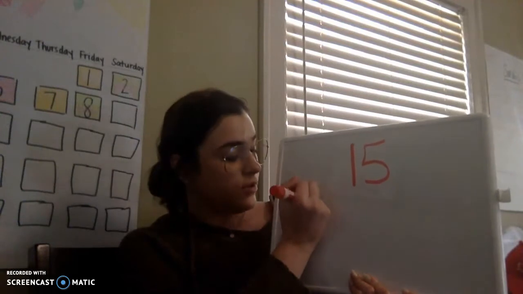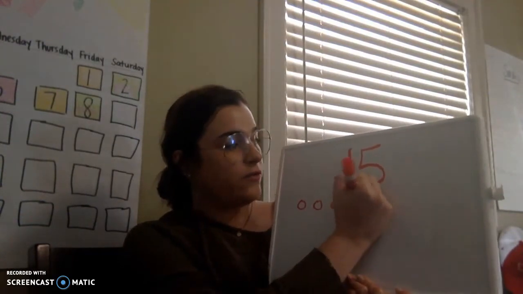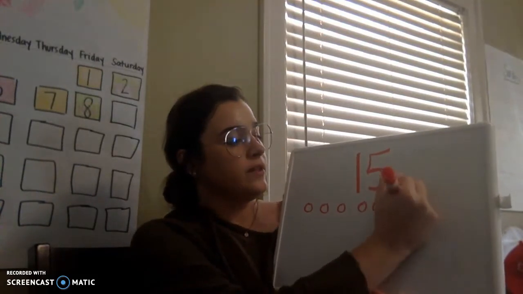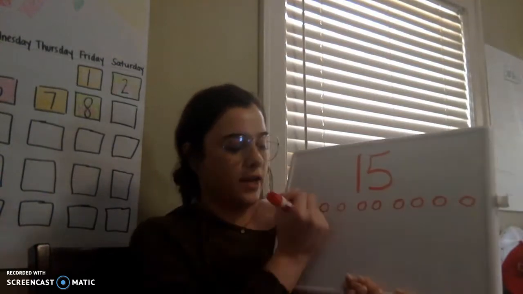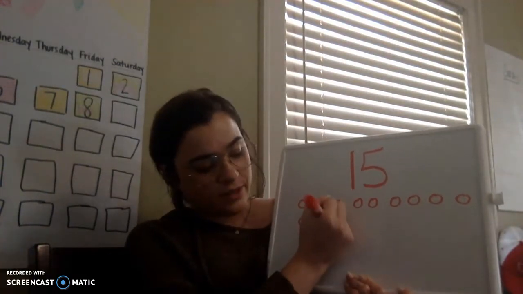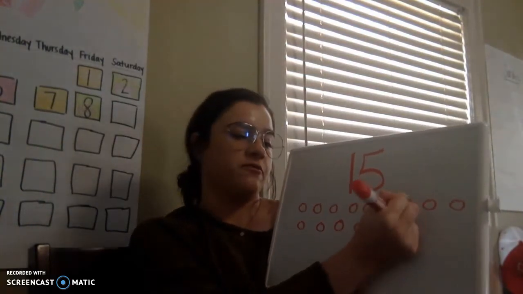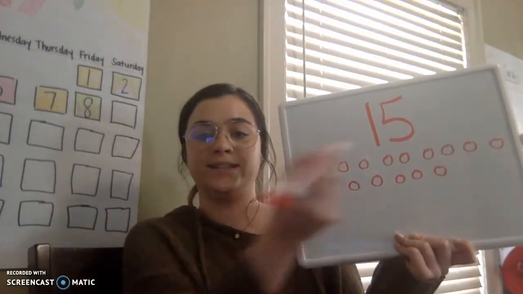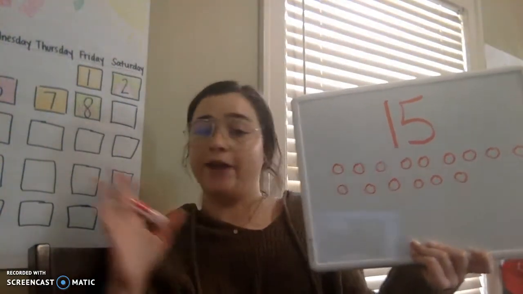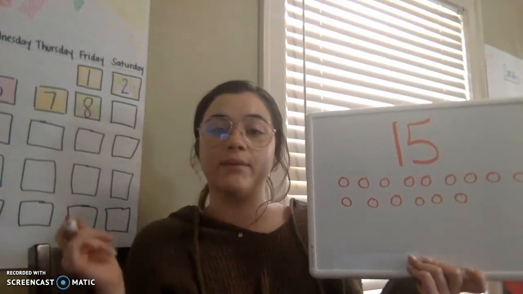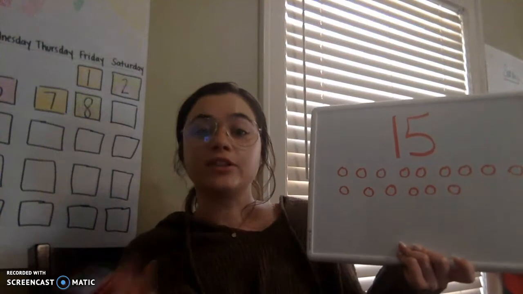Count with me now. 1, 2, 3, 4, 5, 6, 7, 8, 9, 10, 11, 12, 13, 14, 15. When I got to the number 15 that I was requested to count out, I stopped. I don't need any more. Once I say the number out loud, I can stop counting. 15. Now let's do it in Spanish.